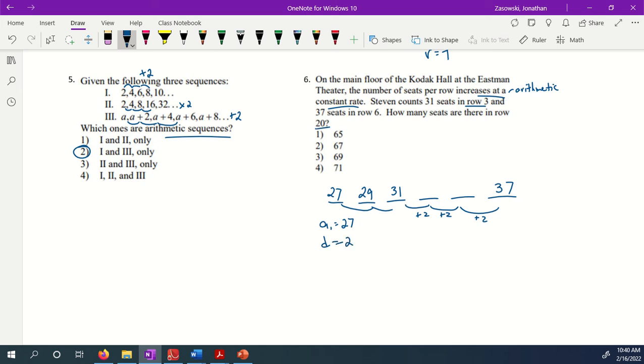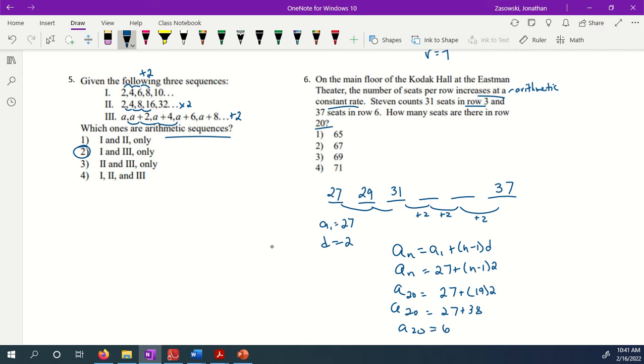So if we want to know in row 20, now we can use our A sub n equals A1 plus n minus 1 times D formula because it's arithmetic. So this is going to be 27 plus n minus 1 times 2. And then we want to do A sub 20 for the 20th row. Okay, that's a 20 down there, by the way. So 27 plus 20 minus 1 is really 19 times 2. So A sub 20 is going to be 27 plus 38. And this is going to be 65. And there's the answer to number 6.